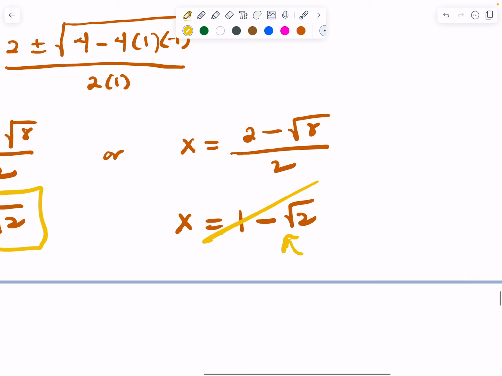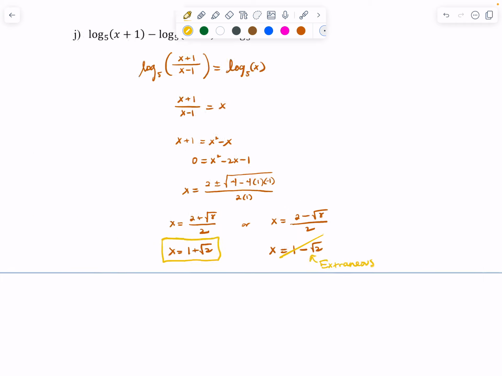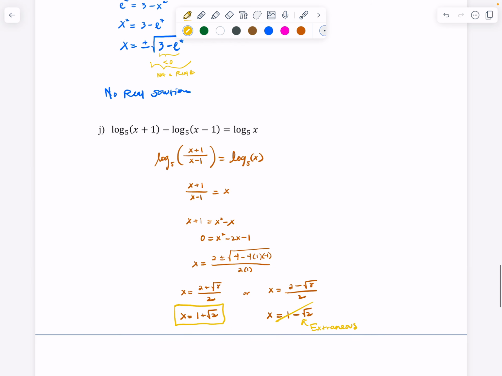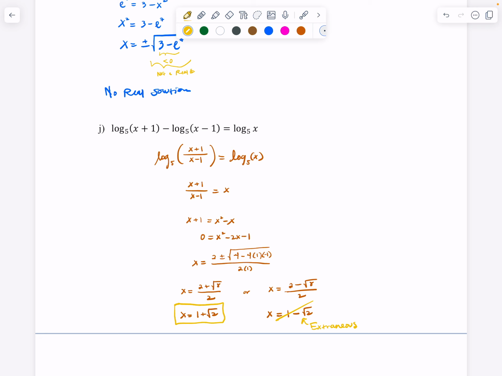So again, this is extraneous. It does not make sense as a solution. And again, the reason we pass through that is because our strategies for solving these equations have us rewriting the equations in forms that don't have the same domain restrictions as the original equation.